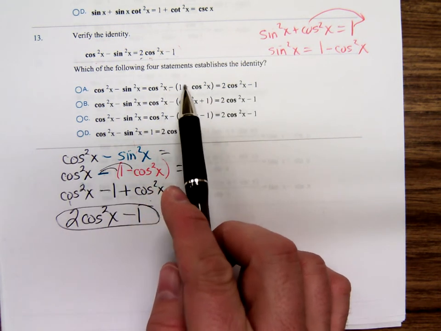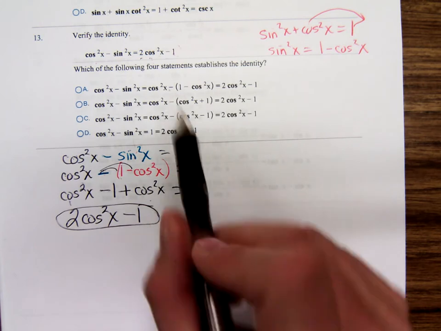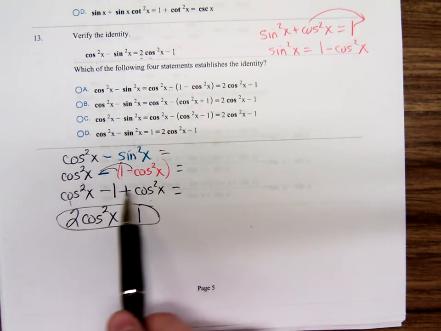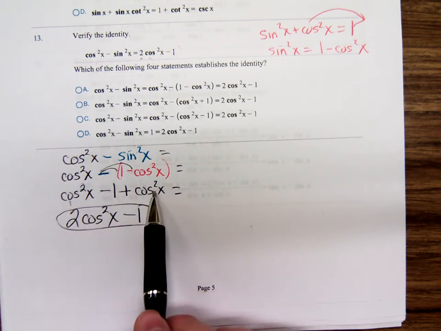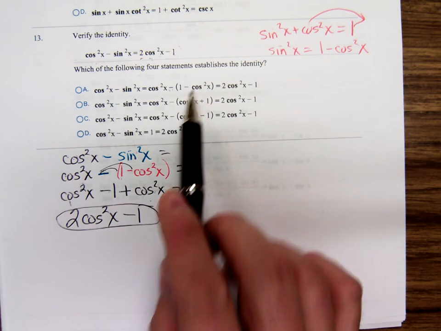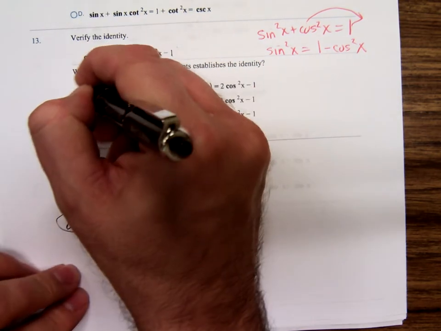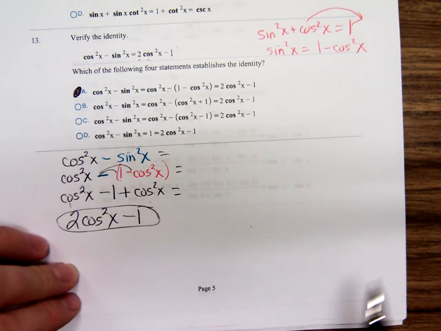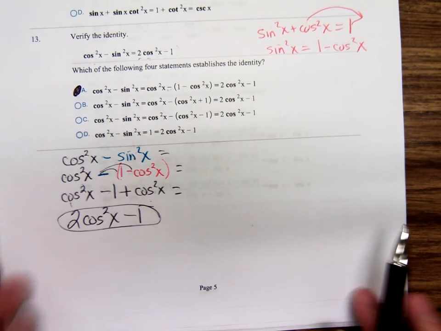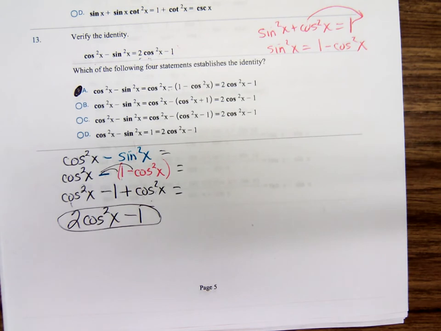Actually, by skipping a step, they didn't show distribute the minus. Didn't show this statement here, okay? Hopefully you're following what we're doing, working with these identities, rewriting.